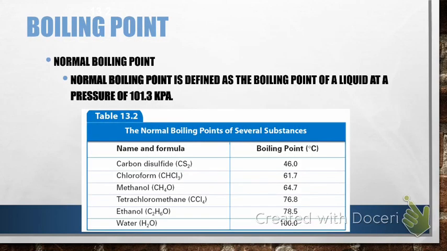As you have probably figured out from what we've been talking about, the boiling point of liquids is going to differ depending on their vapor pressure and temperature. Therefore, in chemistry, we have to standardize so that all scientists are talking about the same boiling point. We call this standardized boiling point normal boiling point, and this is defined as the boiling point of a liquid at the atmospheric pressure of 101.3 kilopascals.